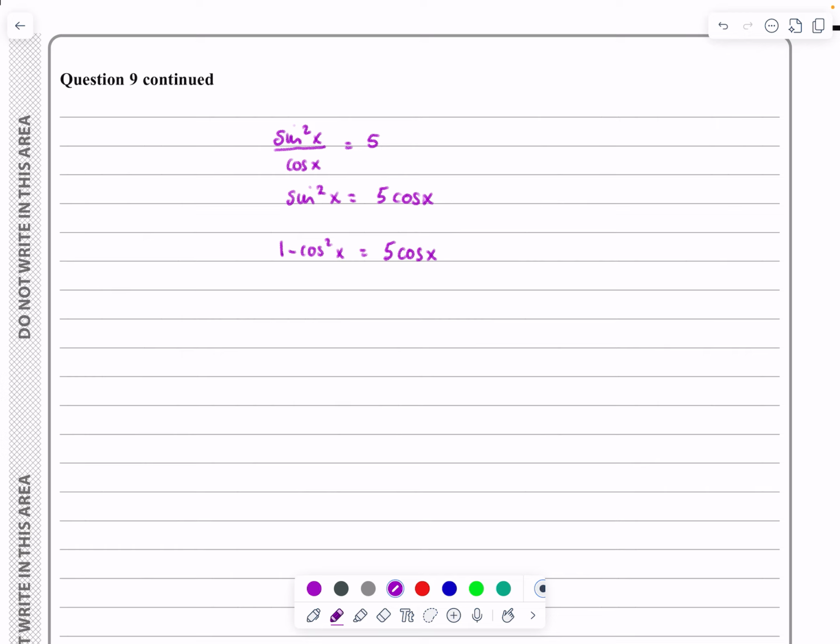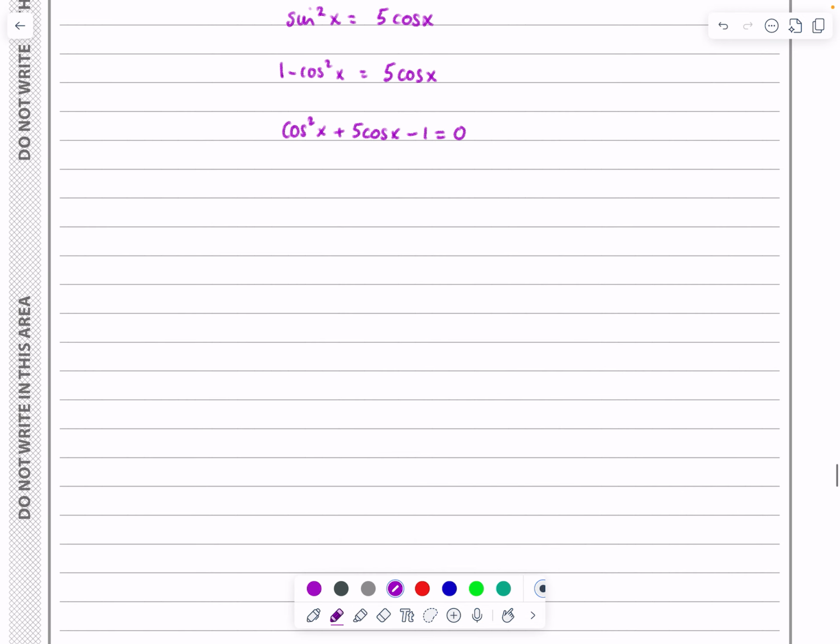Quadratic equation in terms of cos, let's make it look like a quadratic. Cos squared x, take those two over to the other side, plus 5 cos x, but minus 1 equals 0. Quadratic equation solved by factorising. That one doesn't factorise, so we're going to have to use the quadratic formula on this one. Cos x is equal to minus b plus or minus the square root of b squared minus 4ac, so that's minus 5 plus or minus the square root of 5 squared minus 4 times 1 times minus 1, all over 2a, so all over 2.